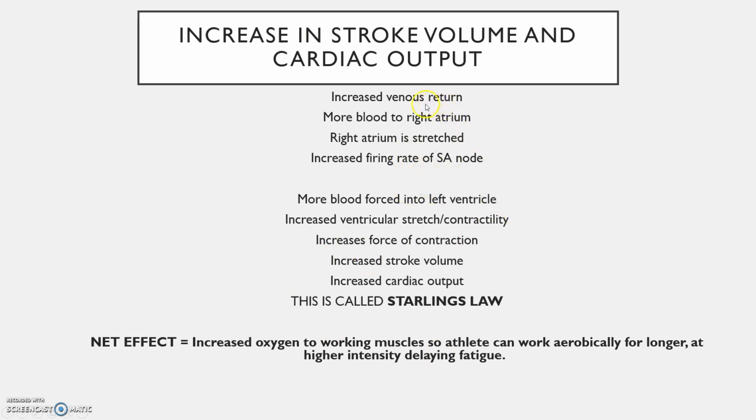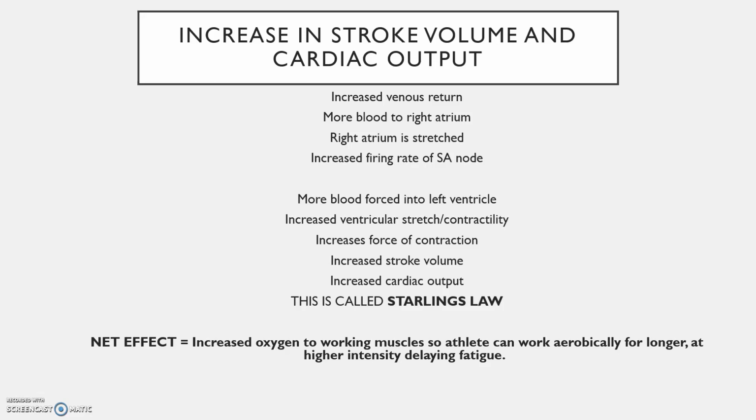Now you have to understand that stroke volume is dependent on venous return. So the whole thing starts with venous return. We get an increase in venous return, an increase in blood going back to the heart. This means more blood will enter the right atrium, because that's where blood enters first of all. This means the right atrium is stretched. When the right atrium is stretched, it increases the firing rate of the SA node. Remember that little node that's in control of the nervous control of the cardiac cycle, or a heartbeat?